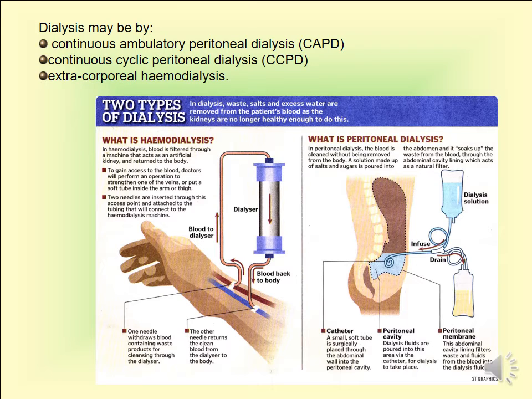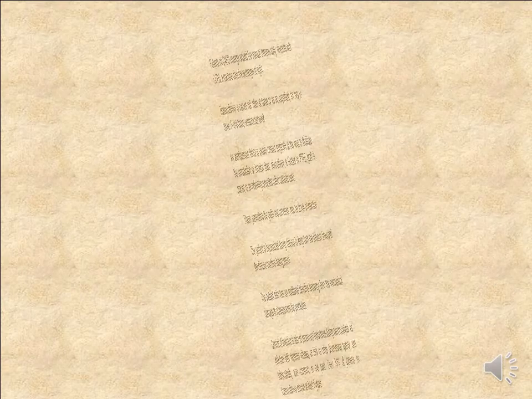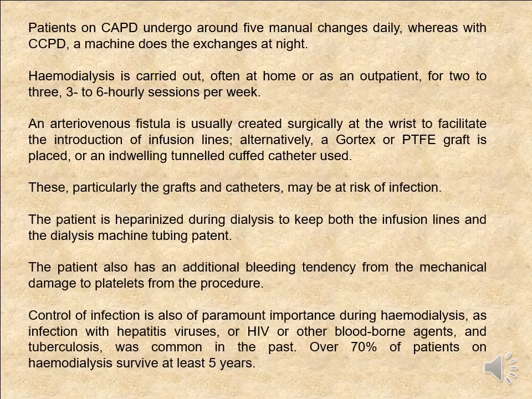The type of dialysis may be either continuous ambulatory peritoneal dialysis, continuous cyclic peritoneal dialysis, or extracorporeal hemodialysis. Currently we use extracorporeal hemodialysis. Patients on CAPD undergo around 5 manual changes daily, whereas with CCPD a machine does the exchange at night.